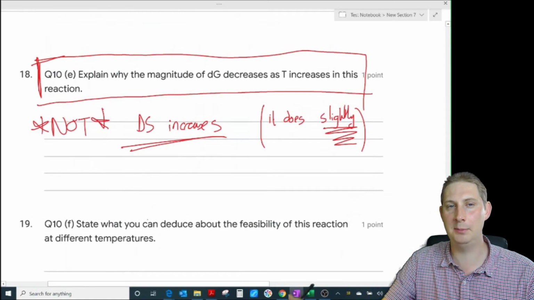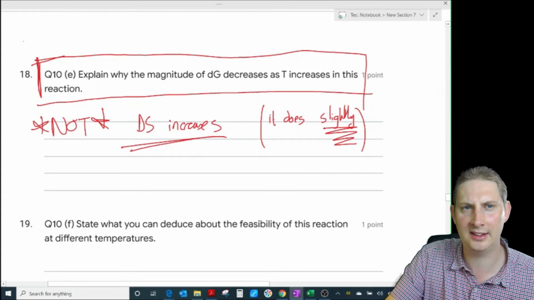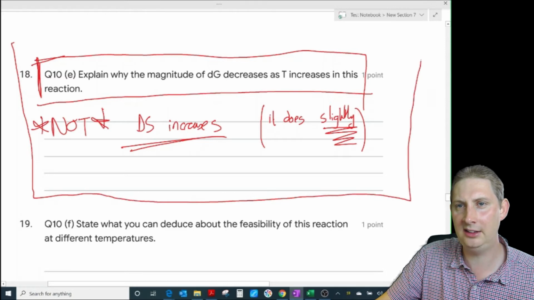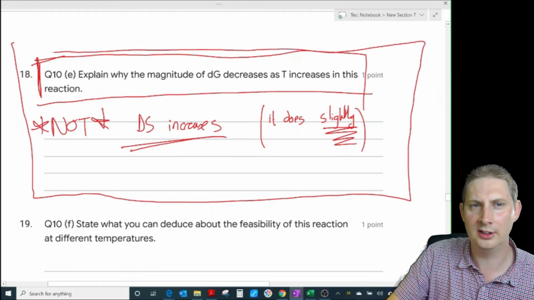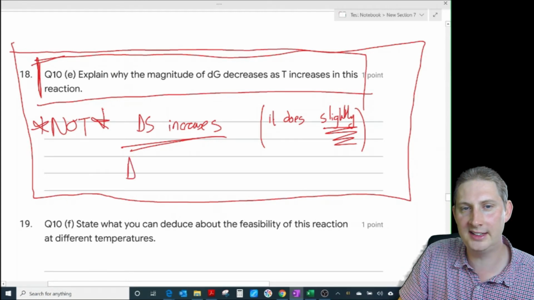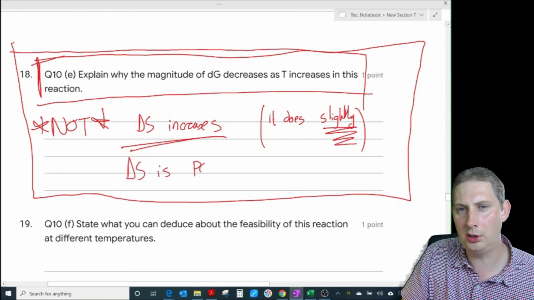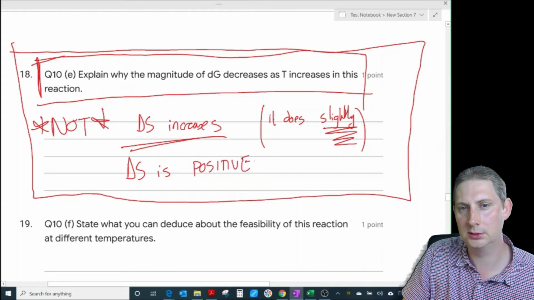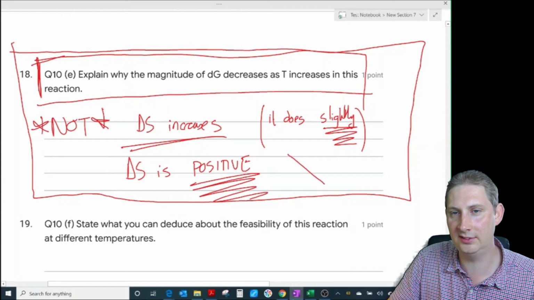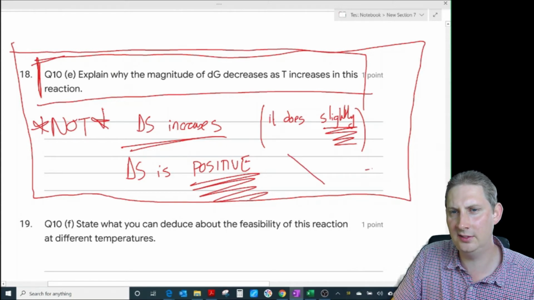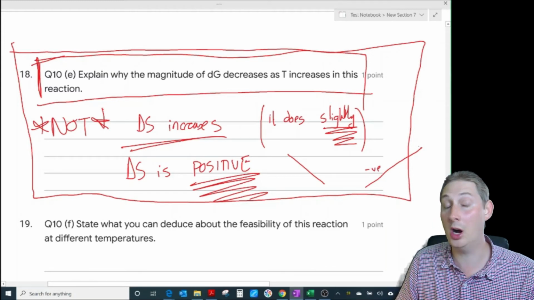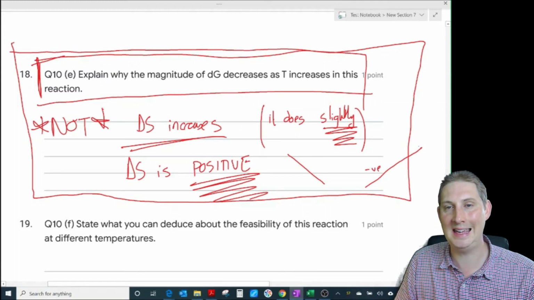And it's really important you understand this. I cannot flag this up enough. Why does delta G decrease as T increases? It's not that delta S is changing. It does, but only slightly. It is because delta S is positive. That's the key thing there, and that means it's a negative line. If delta S is negative, we would get a positive gradient, and many of you, I'd say most of you, missed that key point there.